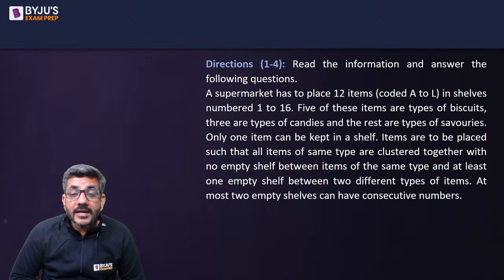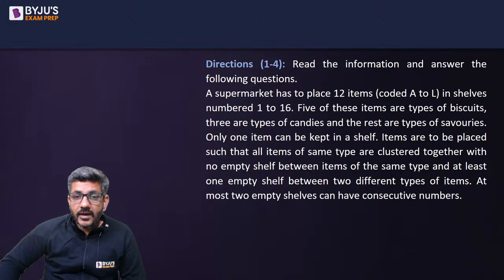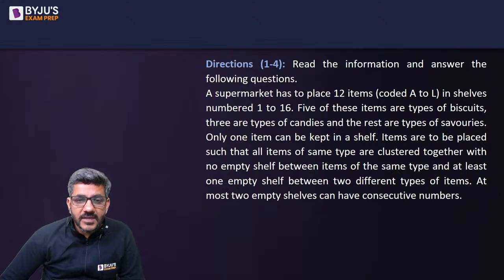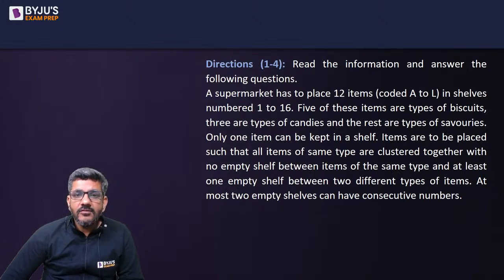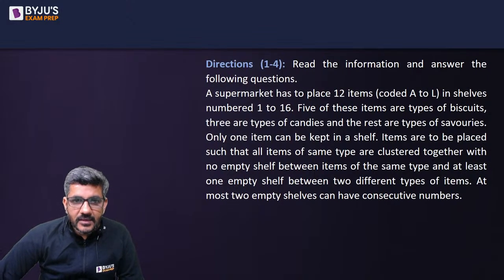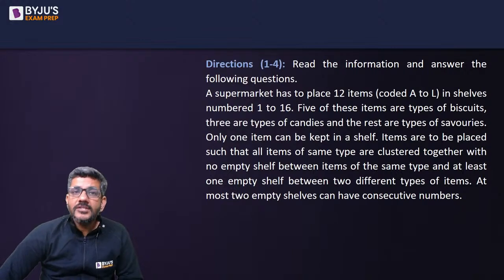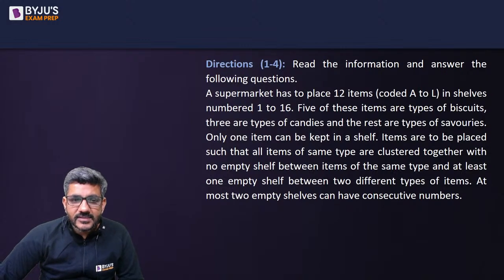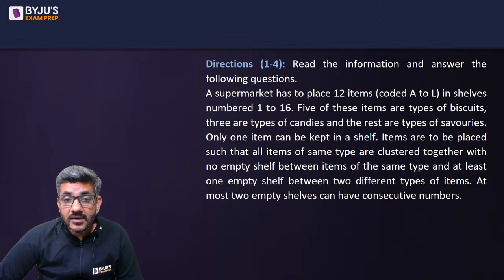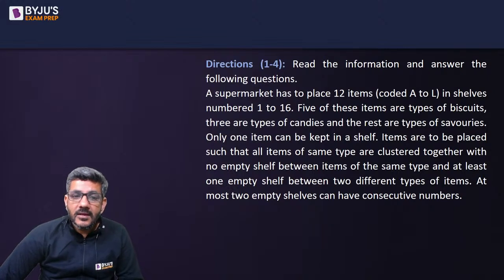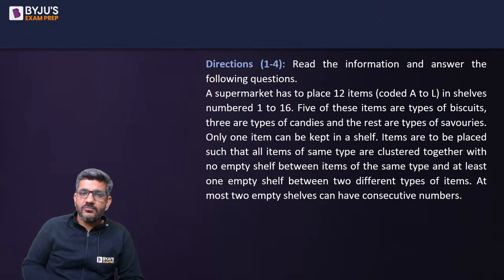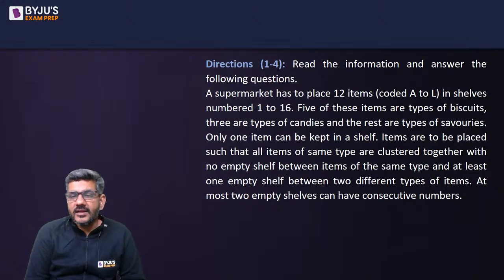So it says a supermarket has to place 12 items coded A to L in shelves numbered 1 to 16. 5 of these items are types of biscuits, 3 are types of candies, and the rest are types of savories. Only one item can be kept in a shelf. Items are to be placed such that all items of the same type are clustered together with no empty shelf between items of the same type and at least one empty shelf between two different types of items. At most, two empty shelves can have consecutive numbers.